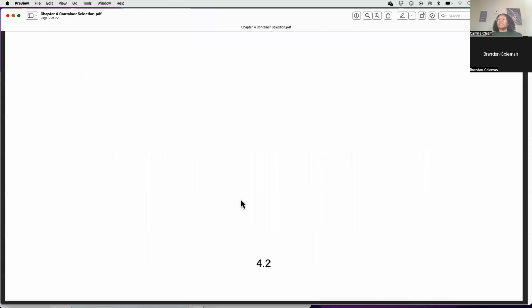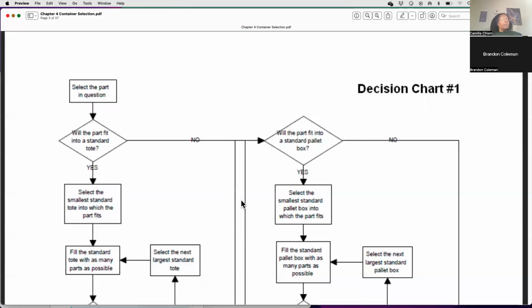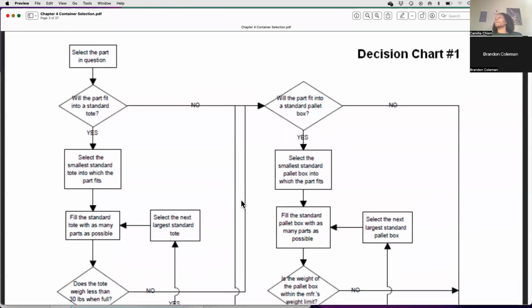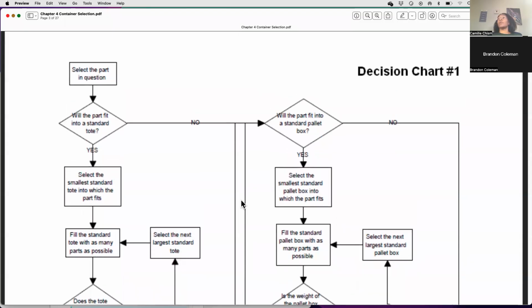Okay, so let's dig into these decision charts. Brandon, do you have any questions before I move any further? Nope, I'm all good.